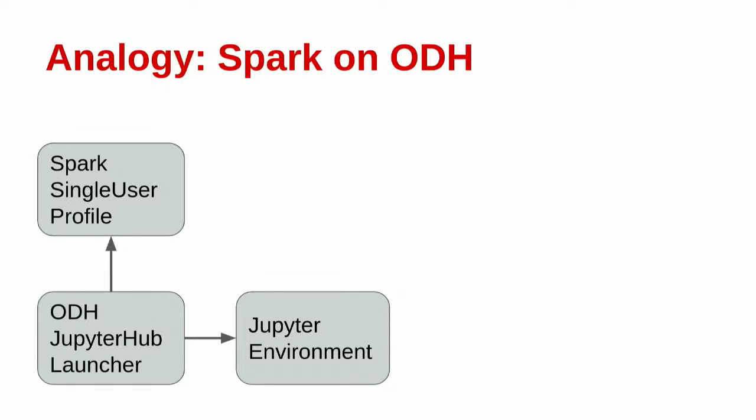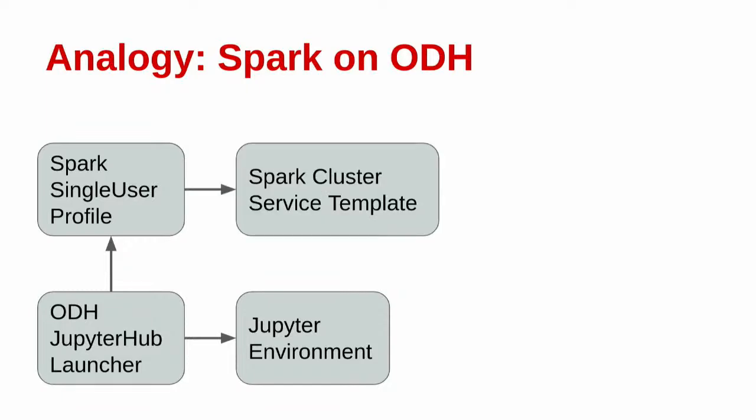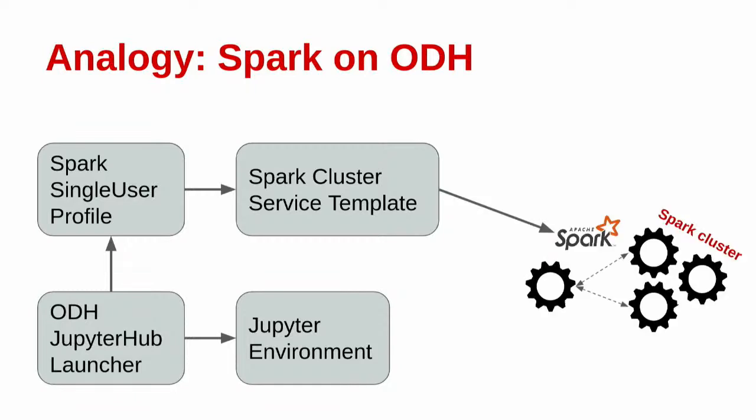So you can also configure a Spark single user profile, and the ODH Launcher will detect the presence of this out on the cluster, and it will look for some resources to spin up, and the resources are described via what are called cluster service templates. And it's basically YAML with templatable Jinja substitutions. And so those objects you can configure to do something like stand up a Spark cluster for you. And then once you get into the Jupyter environment, the cluster is there and available for you to connect to and use.